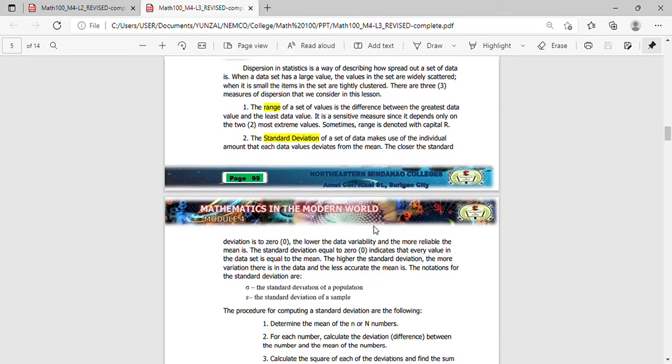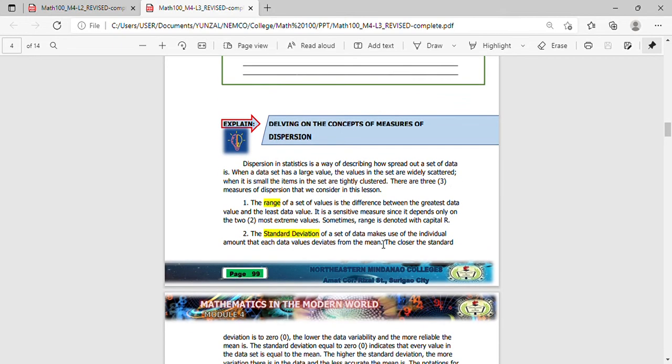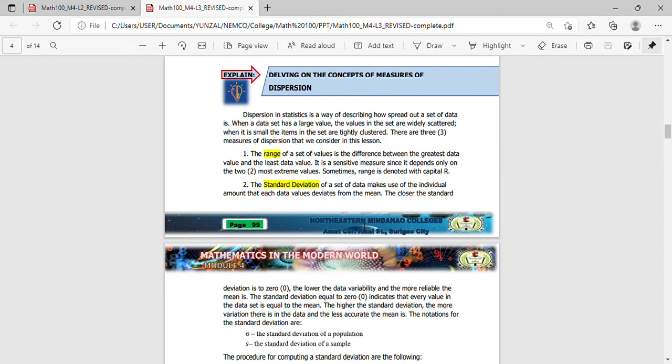Now, we will talk about the concepts of measures of dispersion. Dispersion in statistics is a way of describing how spread out a set of data is. In the measures of central tendency, we look for the center of the data set. In dispersion, we look at how spread out the data is. When the value is large, the values in the set are widely scattered. When it is small, the items in the set are tightly clustered.